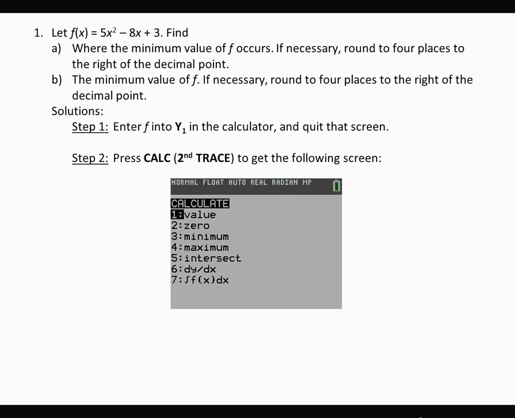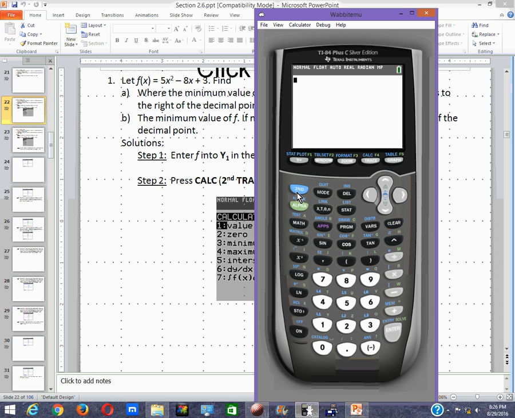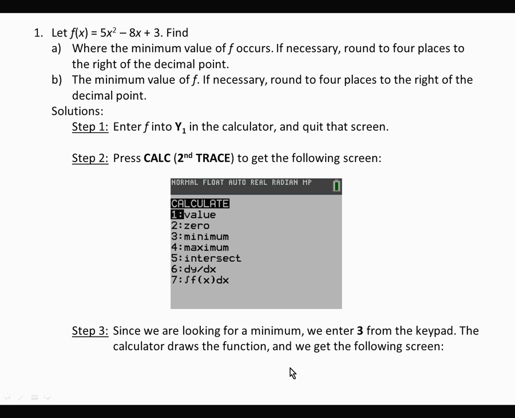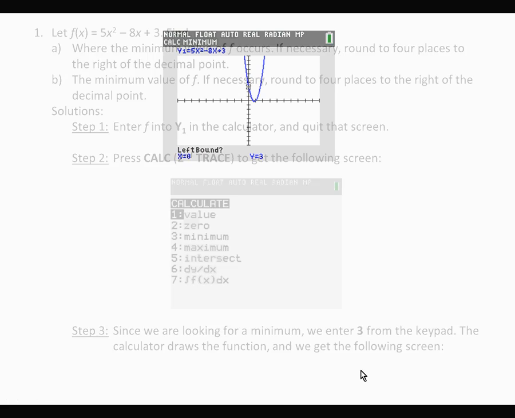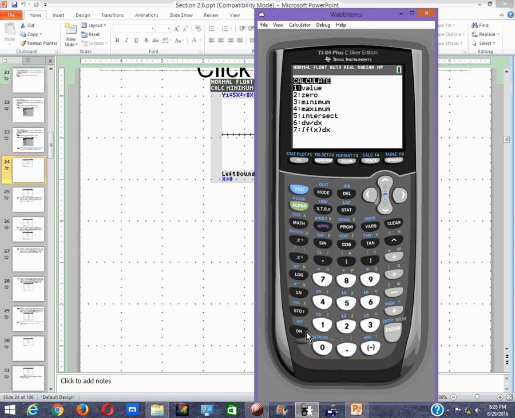Step 2 says press calc, which remember that second trace, to get the following screen. Okay, let's go ahead and do that. So calc, yes, I have that screen. Okay, so since we're looking for a minimum, we're going to choose choice 3. So now the calculator is going to draw the function, and then you're going to get that screen. So choice 3.